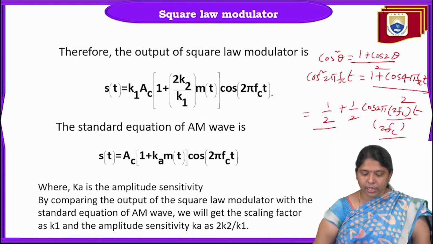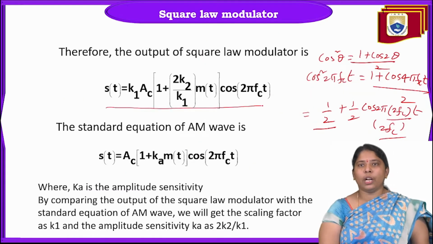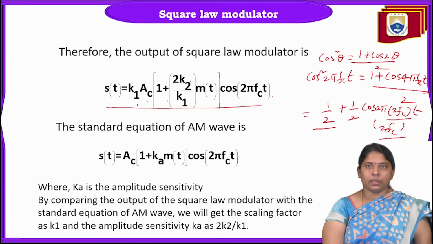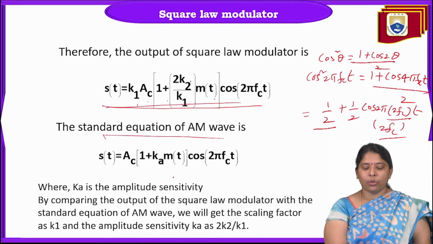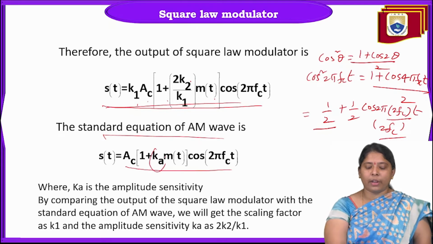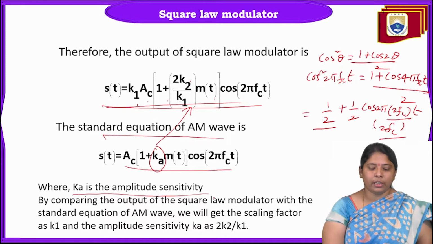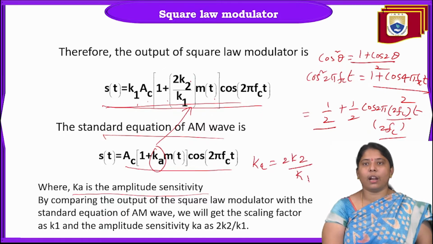This is the output of the band pass filter. This V0 of t is only the fourth term. The fourth term is this one: K1 Ac into 1 plus 2 K2 by K1 into M of t, multiplied with cos 2 pi fct. This is the output of the square law modulator. If we compare with the standard AM equation, in terms of Ka we have the term 2K2 by K1. What is Ka? Ka is called the amplitude sensitivity. So Ka equals 2K2 by K1 for the square law modulator.